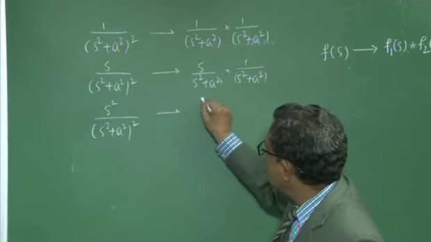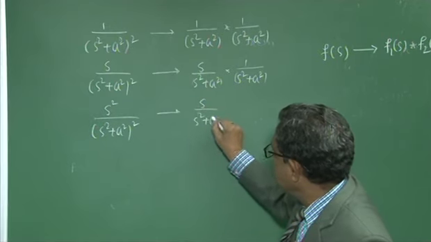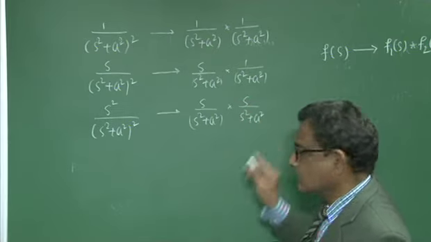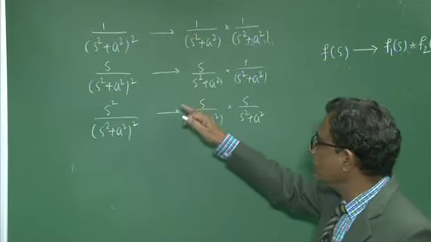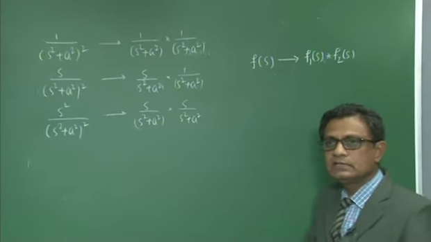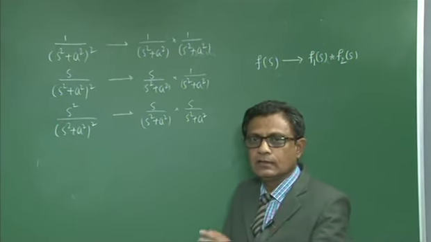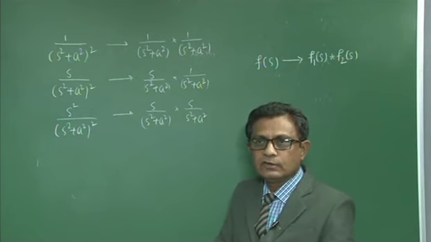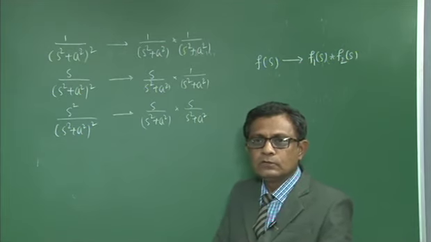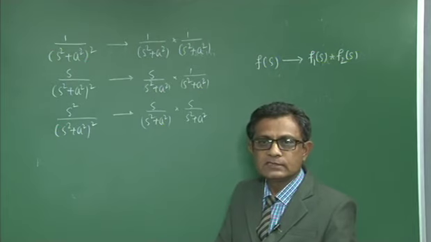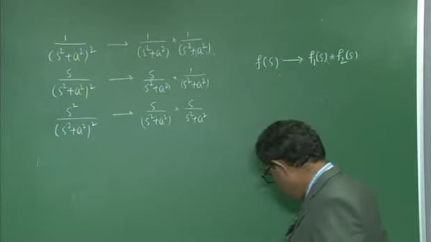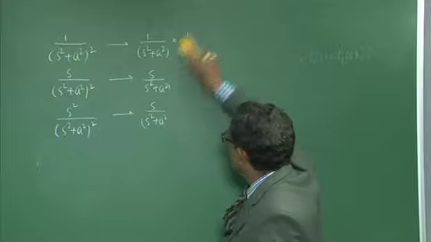Or here, if you consider s divided by s square plus a square into s divided by s square plus a square, that means here we can express the given function as a product of two functions F1 of s into F2 of s. Here you can use the convolution theorem. For the product of two functions, you have to use the convolution theorem to find its inverse Laplace transform. Yes, now we will do the first example.